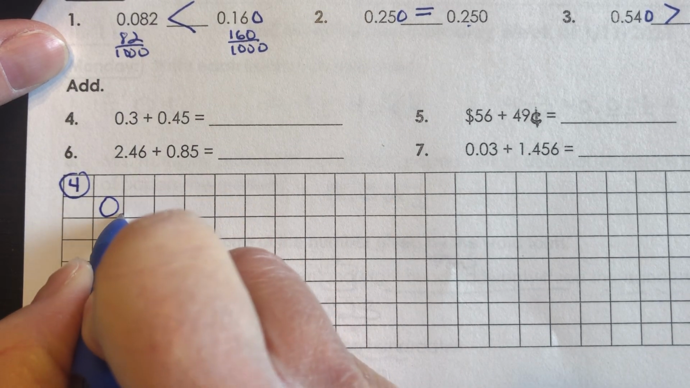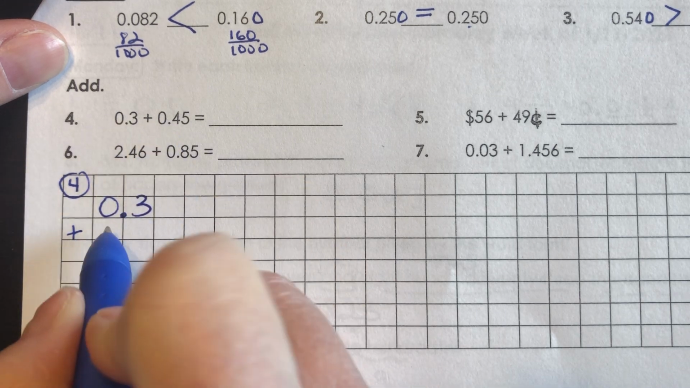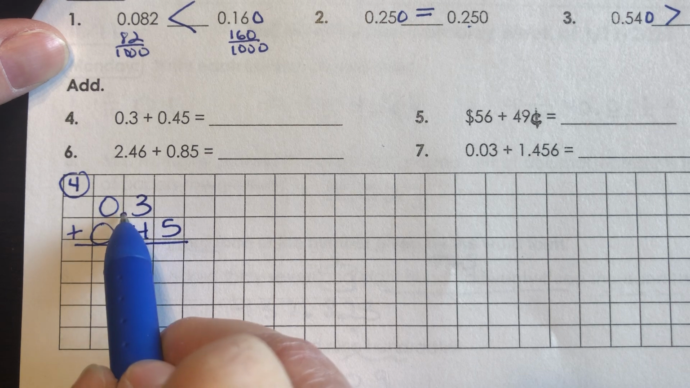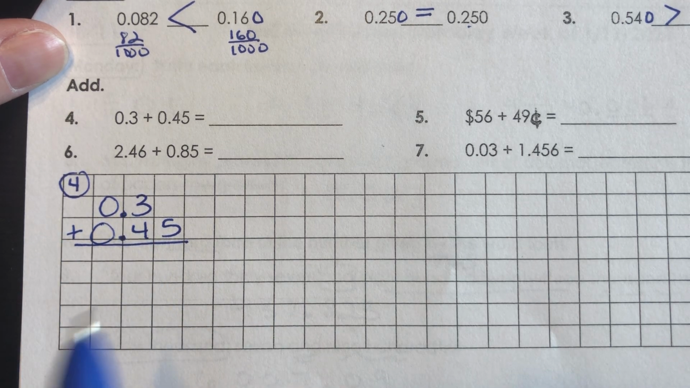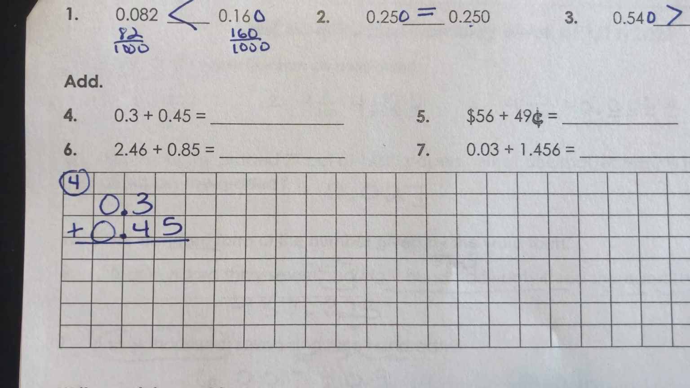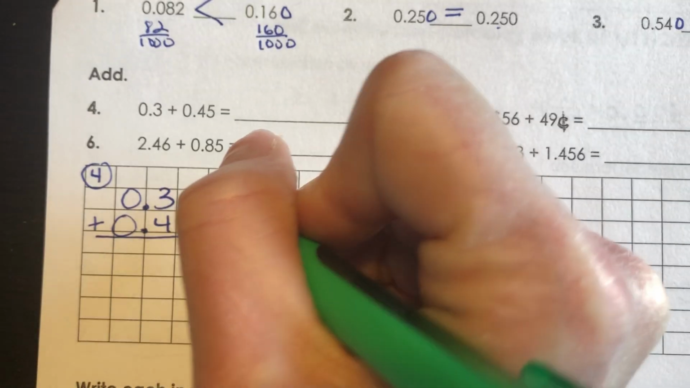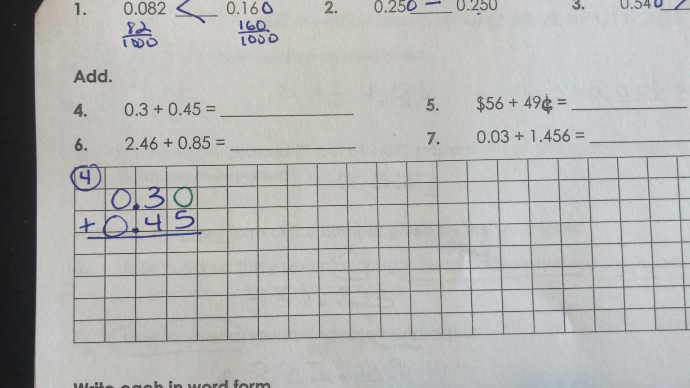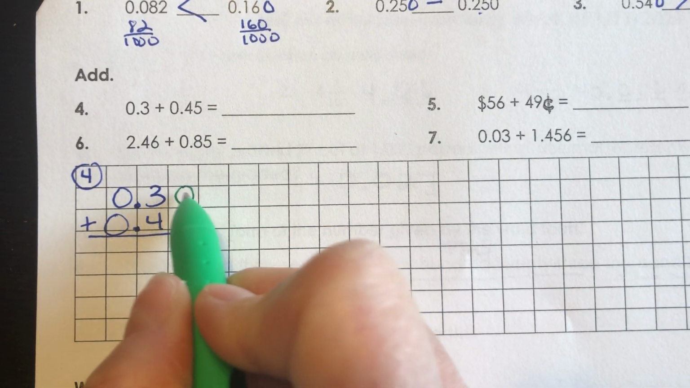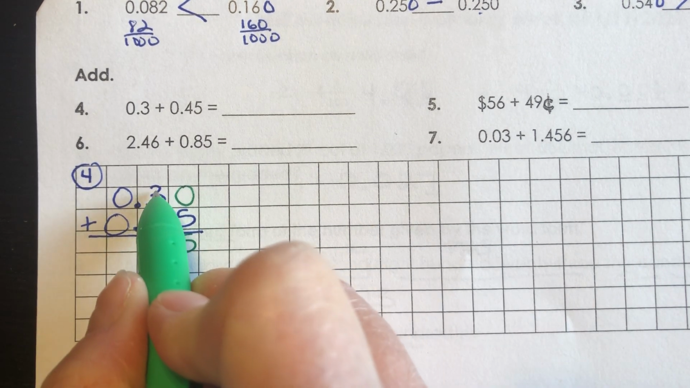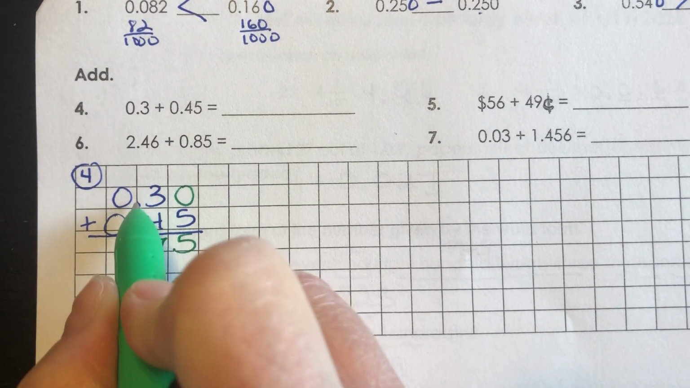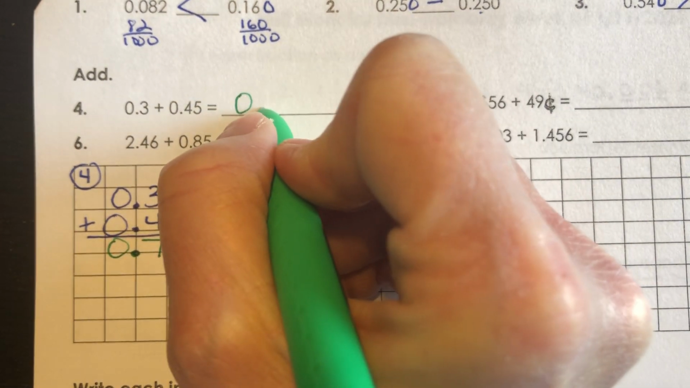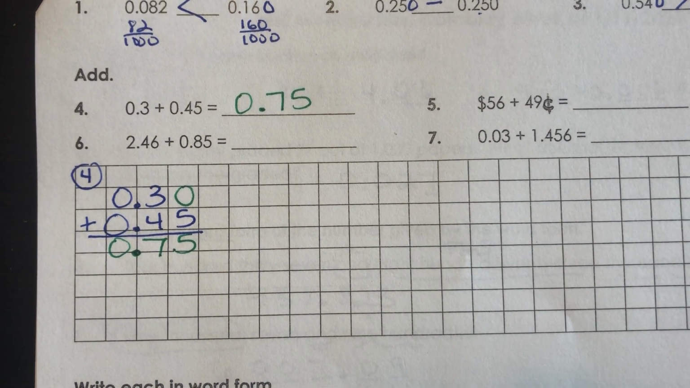So for number 4, I'm gonna write a number 4 right here. I have 0.3 plus 0.45. All right, so it's like button in a shirt. You have your buttons lined up right there. So in this, I noticed that there is nothing above that 5. Remember, when there's nothing above it, the number that represents nothing is 0. So you can put the 0, you could not put the 0. It doesn't really matter. Either way, nothing plus 5 is 5. And 3 plus 4 is 7. And we bring down our decimal point, and 0 plus 0 is 0. So 0.75 is what you should have for number 4.